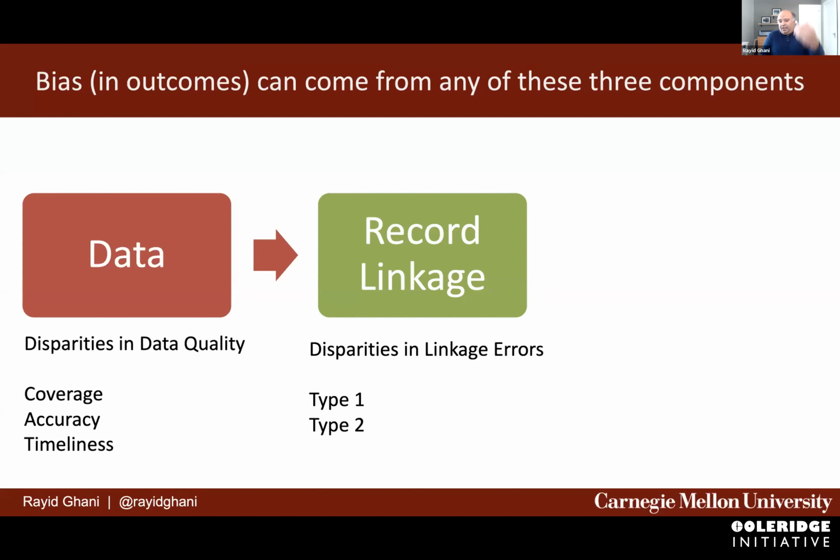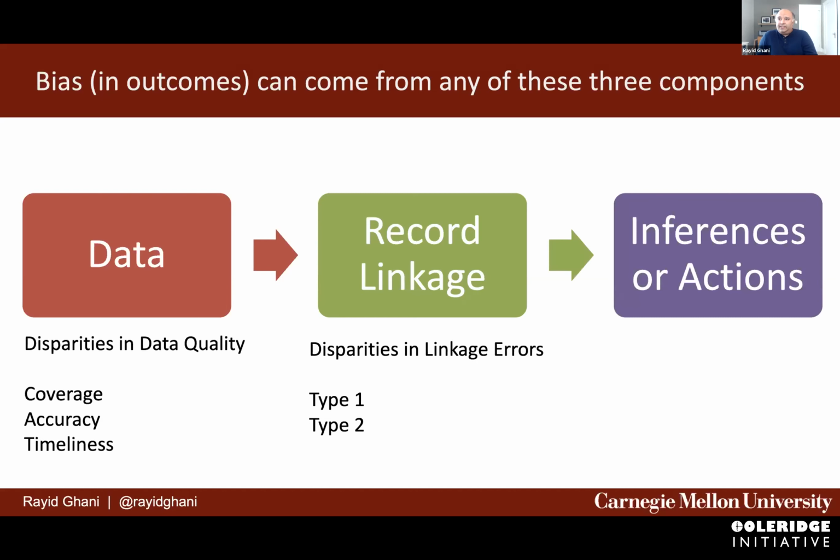Every time I've done a linkage project, when we break down the errors by gender, by race, by background, it turns out that they're not uniformly random. Which means that downstream, when we do inferences or actions based on that linked data, we disproportionately impact the people on whom we had disparate errors in our linkage method.